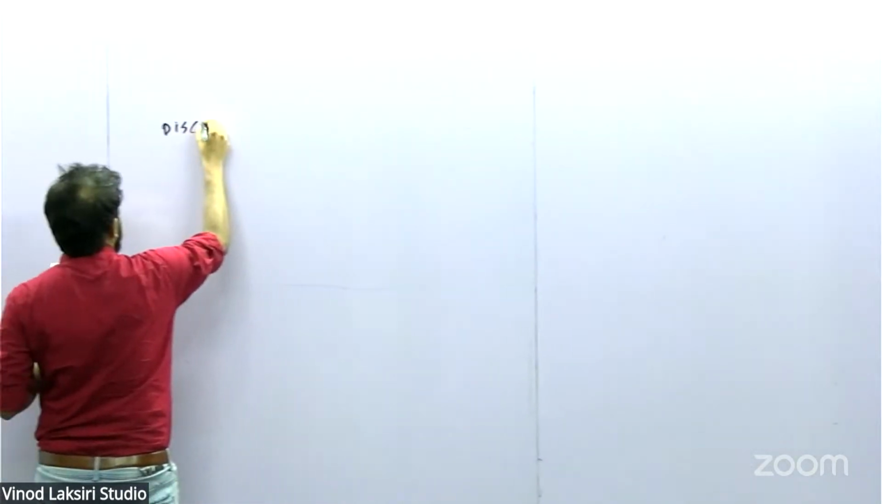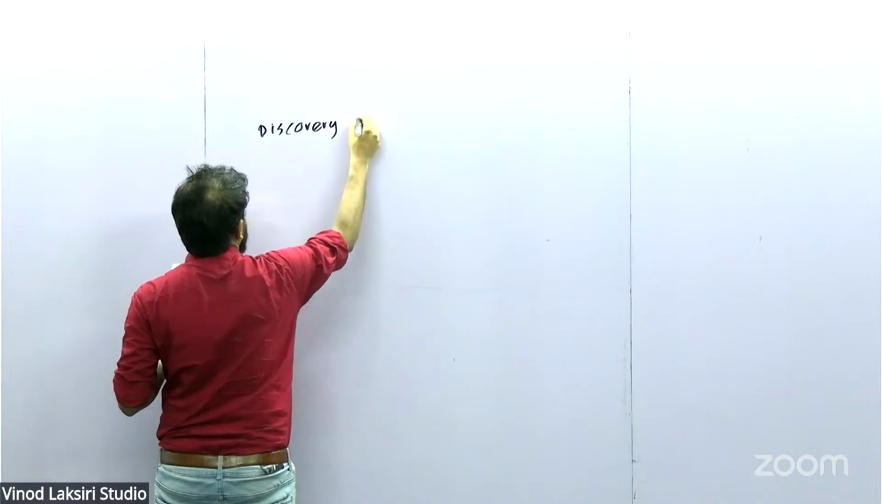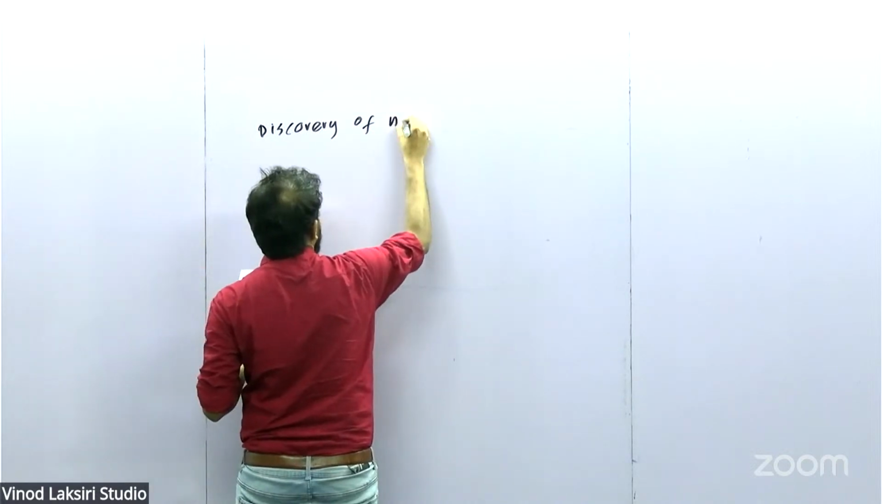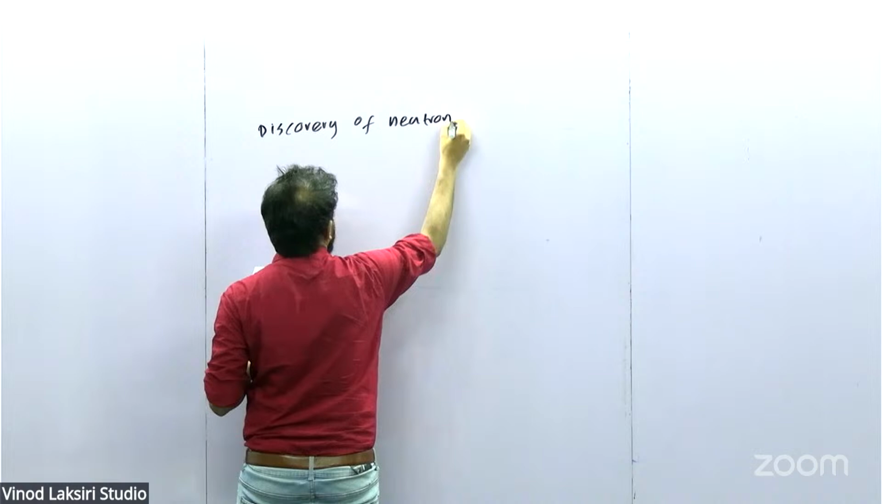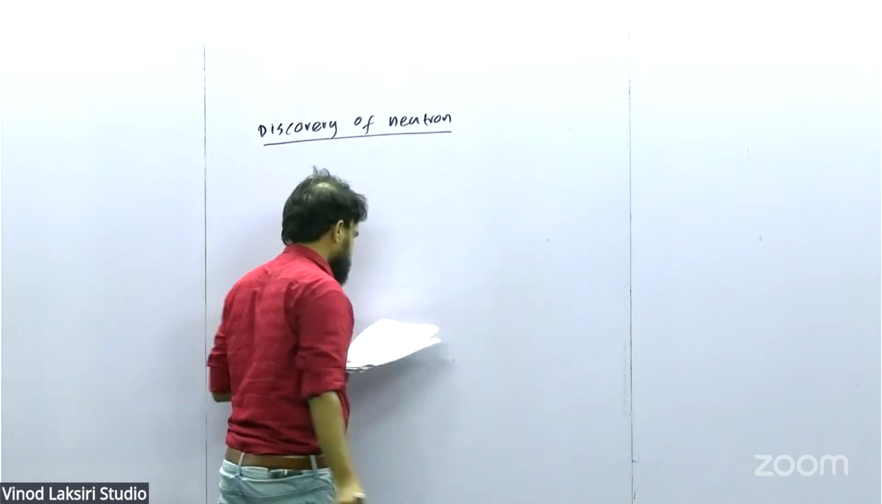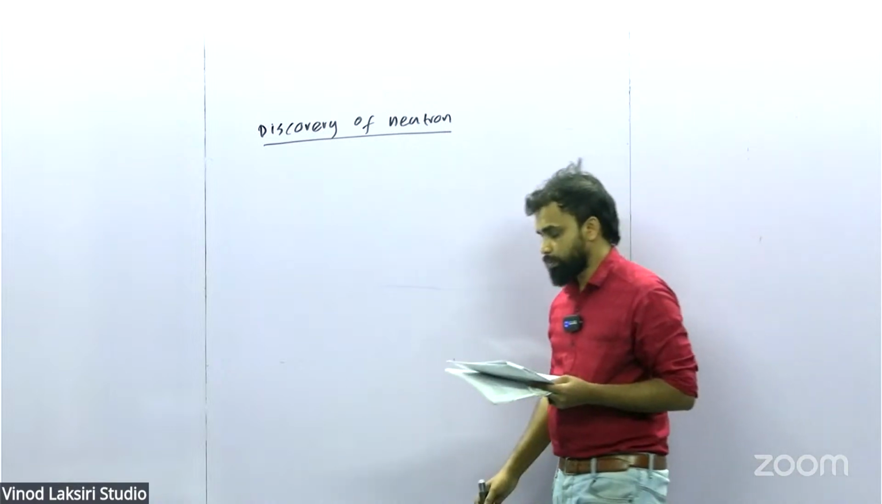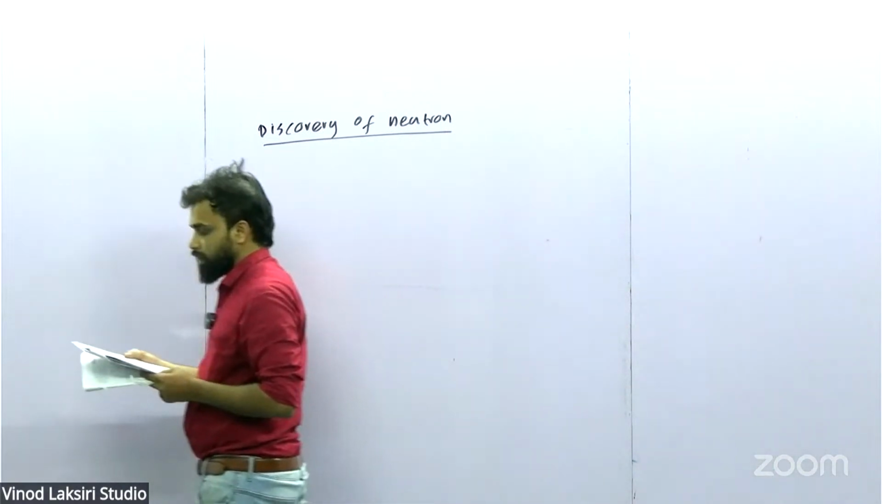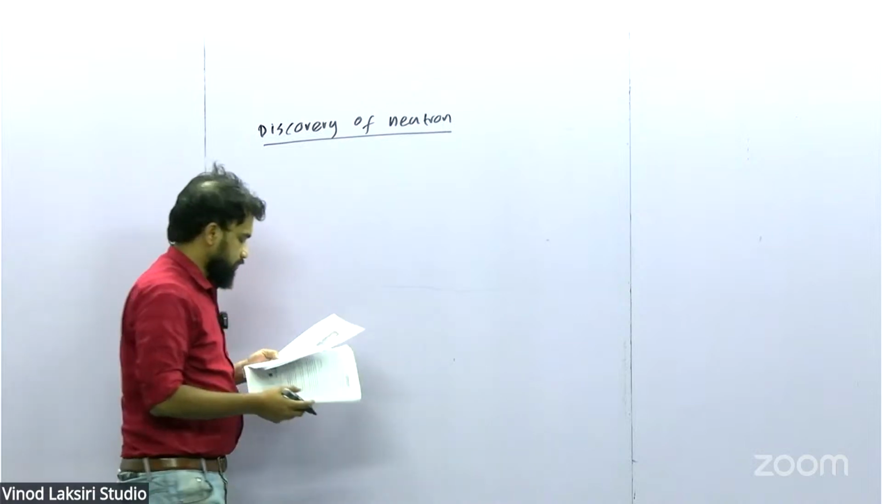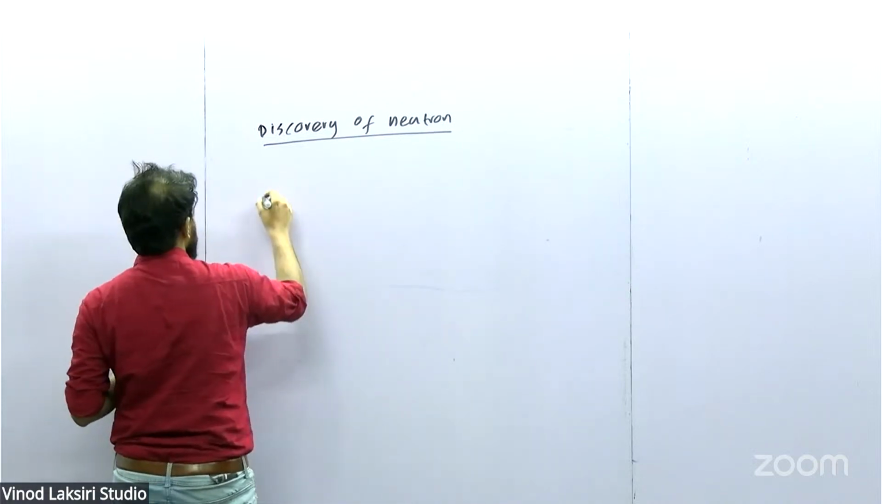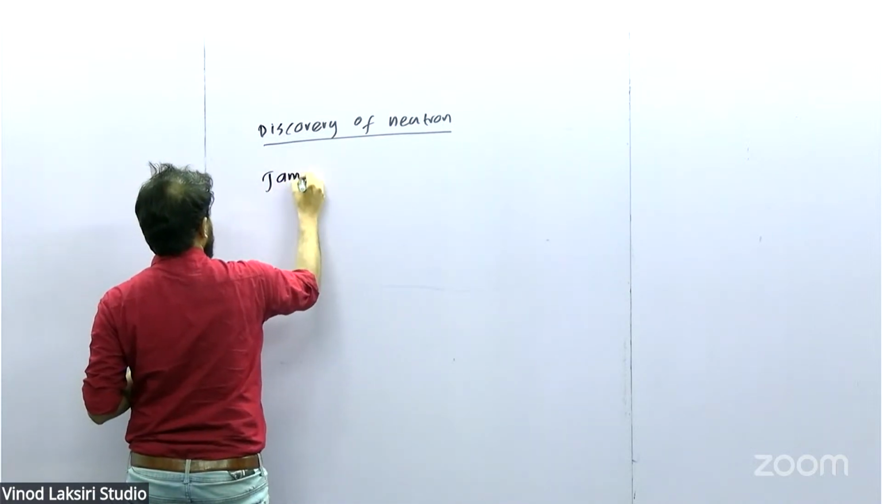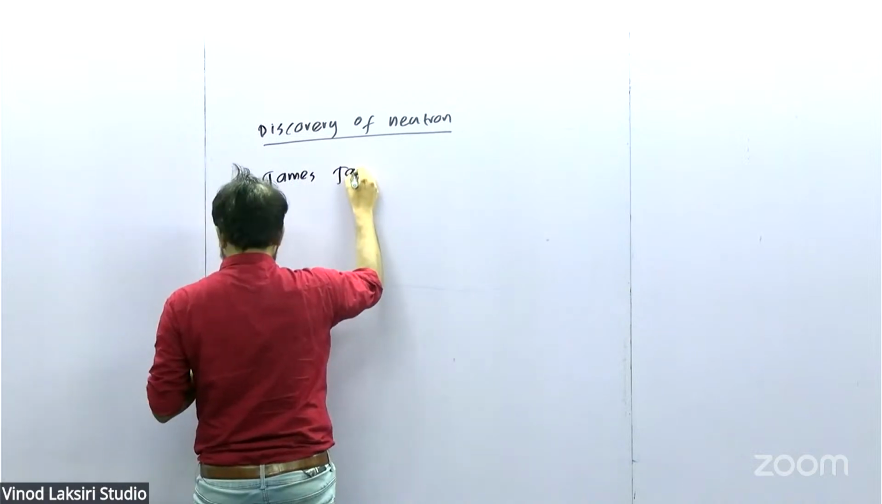Discovery of neutron. This experiment, discovery of neutron experiment, is a complicated experiment. Therefore, it is not in the syllabus. You have to memorize a scientist. Who is the scientist? James Chadwick.